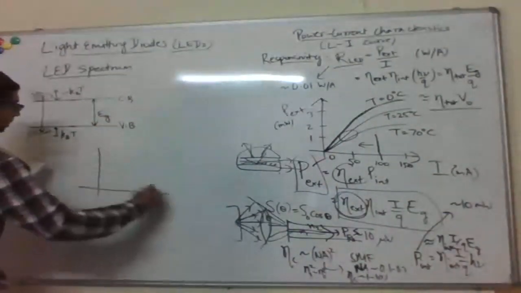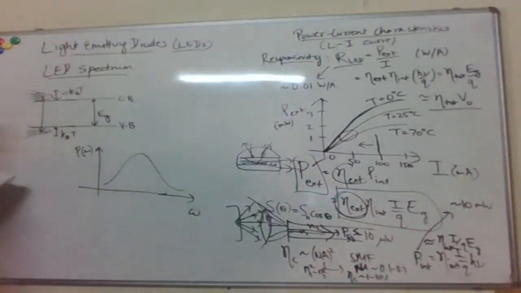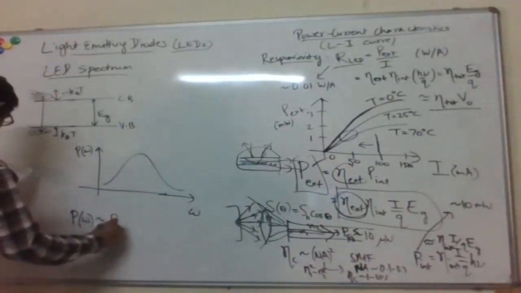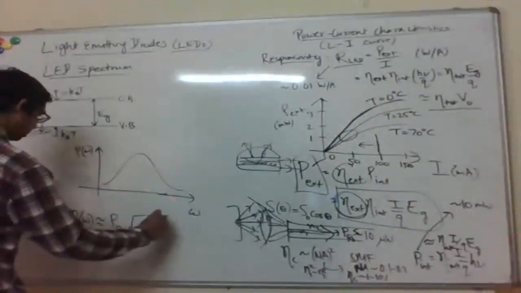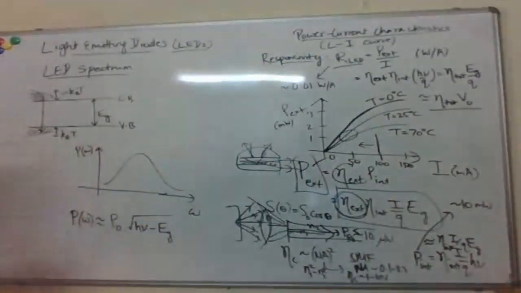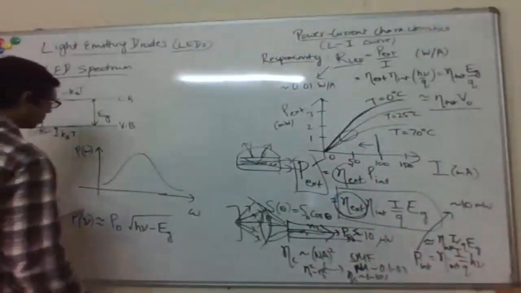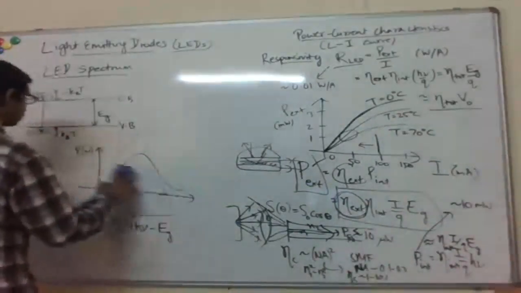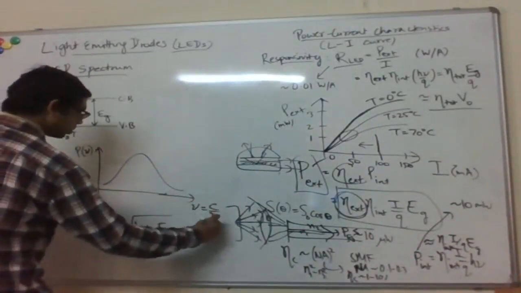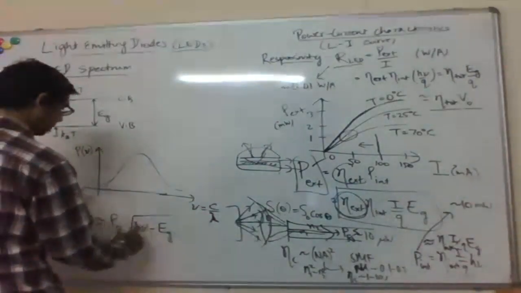Okay, and so if you look at, for example, the spectrum, let's say as a function of wavelength or frequency, we can approximate the spectrum like this. There is a factor which goes as the square root of the energy. Maybe I should say nu here instead of omega.